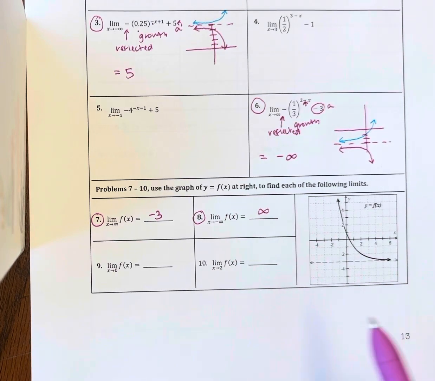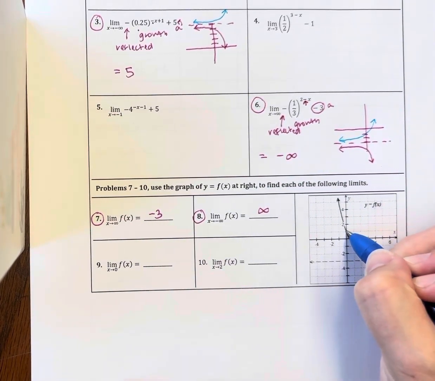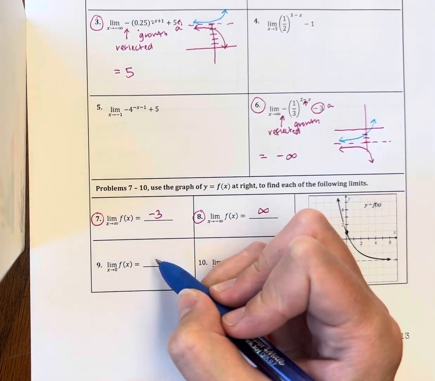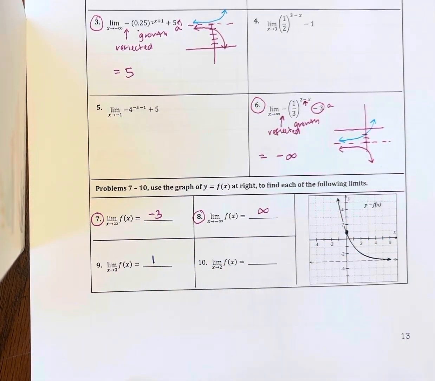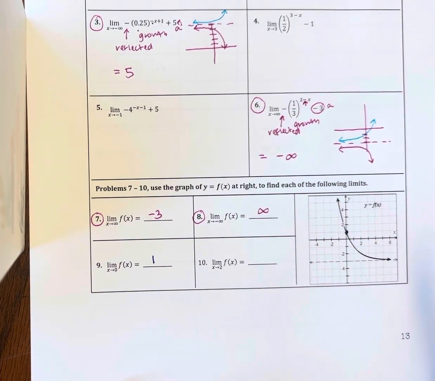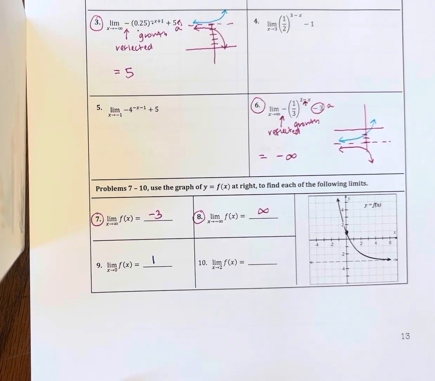Now, the ones that I skipped over are the whole number values. So let's look at number 9. So number 9, as x approaches 0. So 0, this is a continuous graph. So 0 is at 1. So the limit from the left is 1 and the limit from the right is 1. So the limit is equal to the function's value because these exponential graphs are continuous everywhere.